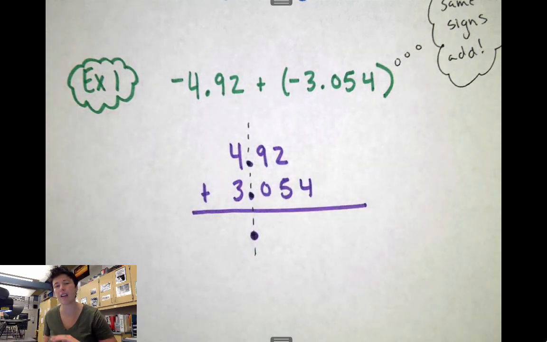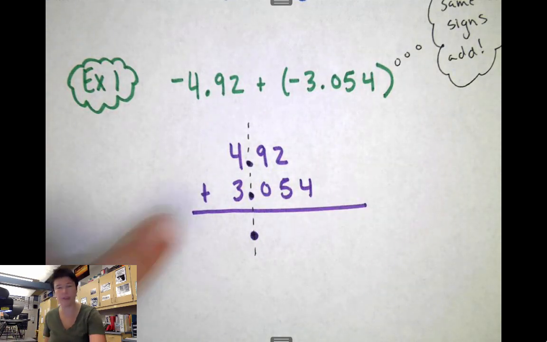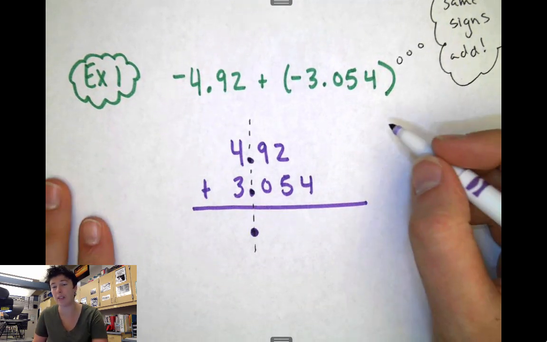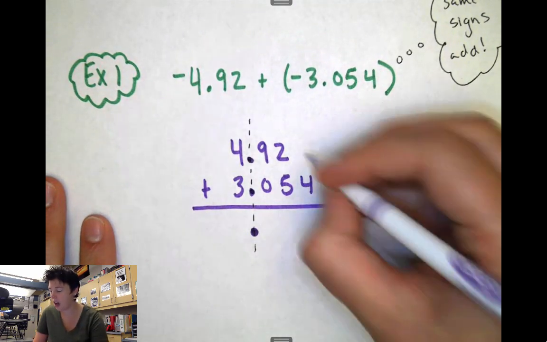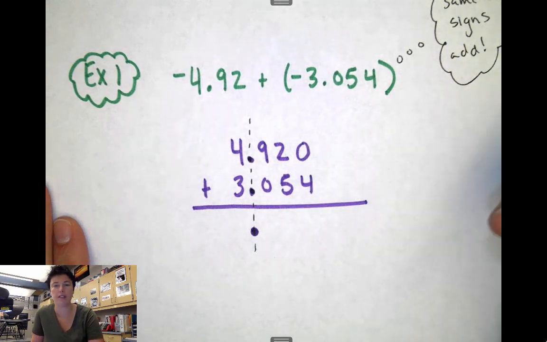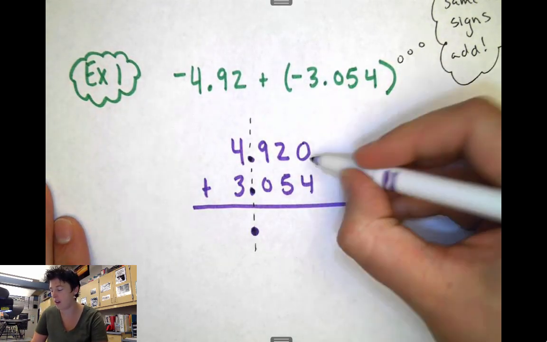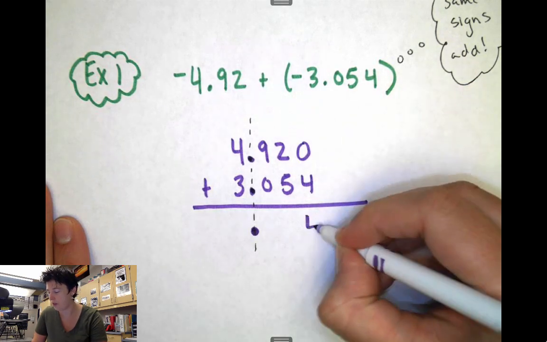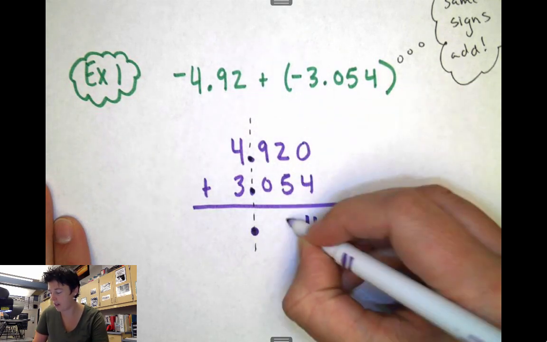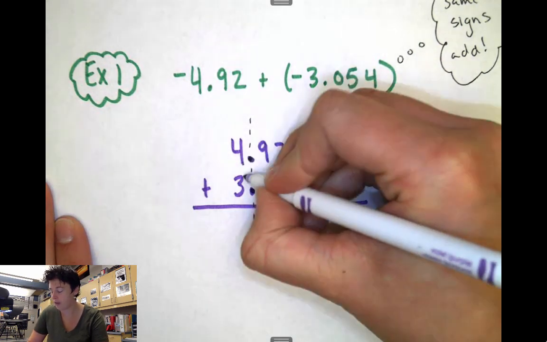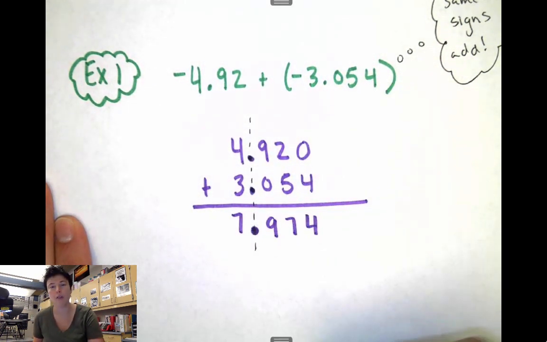Also notice I'm ignoring the negatives. I did not put the negatives in here at all, because really all I got to do is add the numbers and keep the sign at the end. I might put a 0 here to help myself, or I might think of a 0 there to help myself when I add straight down, because 0 plus 4 is 4, 2 plus 5 is 7, 9 plus 0 is 9, 4 plus 3 is 7. So I'm getting my answer.